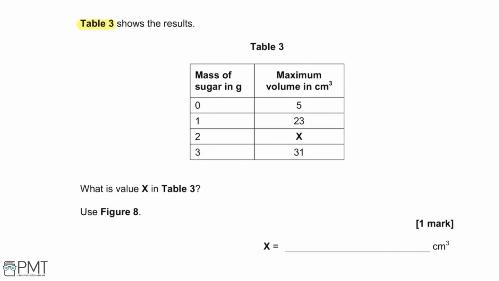Table 3 shows the results. So here we've got table 3, the mass of sugar is in the left-hand column, 0 through to 3, and on the right we've got the volume. And remember, this is the volume of this mixture at the bottom and the volume of the foam produced. And it says, what is value x in table 3? Use figure 8. So x is the corresponding value for the cylinder with 2 grams of sugar in it.